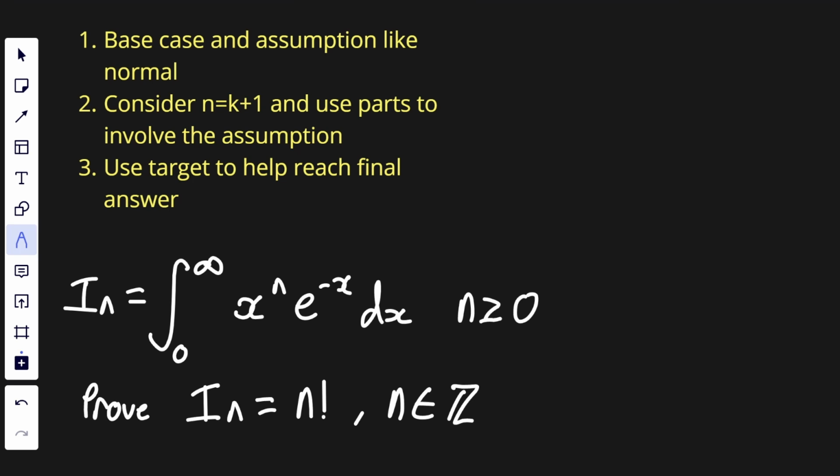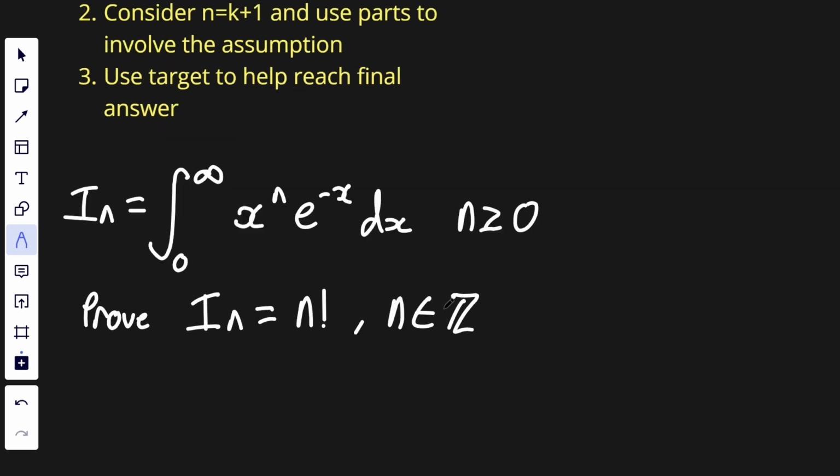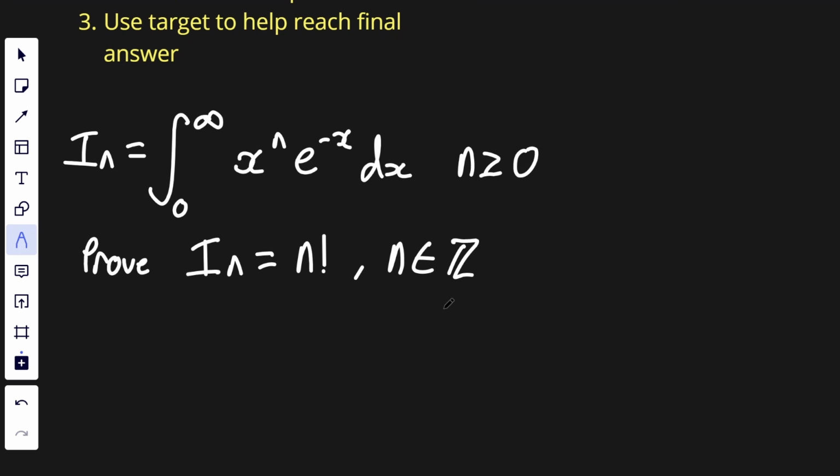Next, what we're going to do is consider n equals k plus 1. But remember, our goal of induction is to involve the assumption. So we've just assumed it's true for n equals k. We then need to involve this assumption, because otherwise, what was the point of making it? So to do this for integration, the trick is using parts. So we're going to use parts to involve our assumption. Once we involve the assumption, it generally just boils down to either a limit problem or just basic algebra manipulation. So let's have a look at an example.